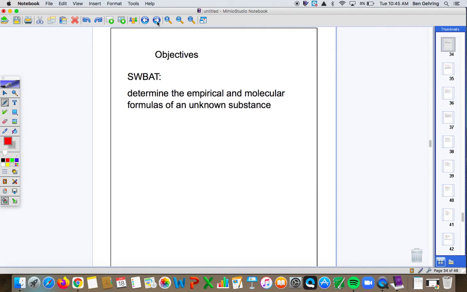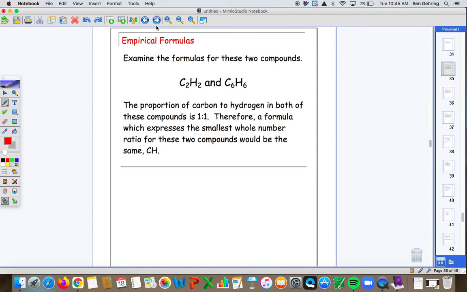So for starters, things I want you to be able to do. I want you to be able to determine the empirical and molecular formula for an unknown substance, and that's going to involve some steps and some processes, but I want you to be able to tell me the difference and be able to determine what they end up being.